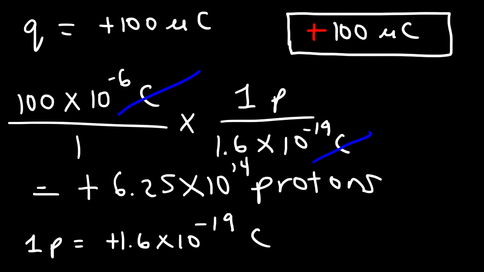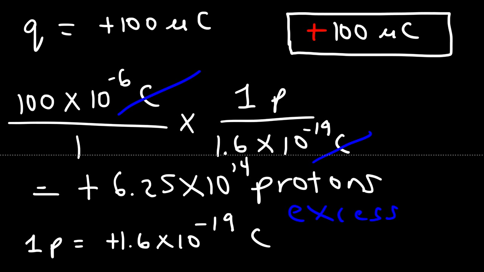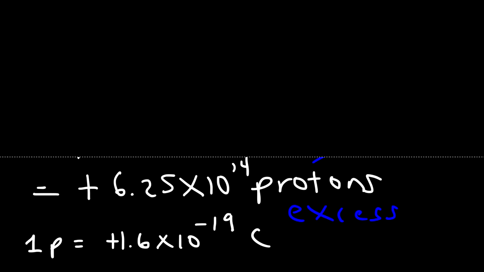So what this means is that there's this many protons more than electrons. This doesn't tell you how many protons are in the object or in the metal. It simply tells you how many excess protons you have relative to the number of electrons. Because in the metal, you're going to have both electrons and protons.